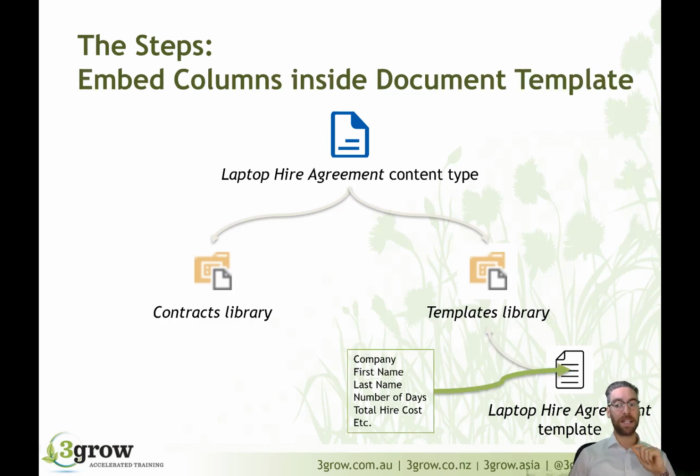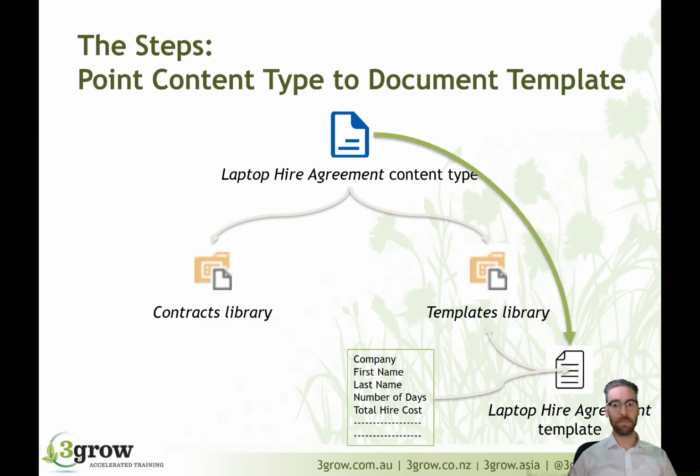We're then going to populate the laptop hire agreement template with the metadata fields that are provided by that content type, which is going to allow the Power Automate workflow to dynamically populate the contents of that file. We're then going to go back to the content type and point it to the template. That is not necessary in this instance for the workflow, however, the user may be creating a laptop hire agreement manually rather than through the automated process, in which case that allows them to create that document using the appropriate template.